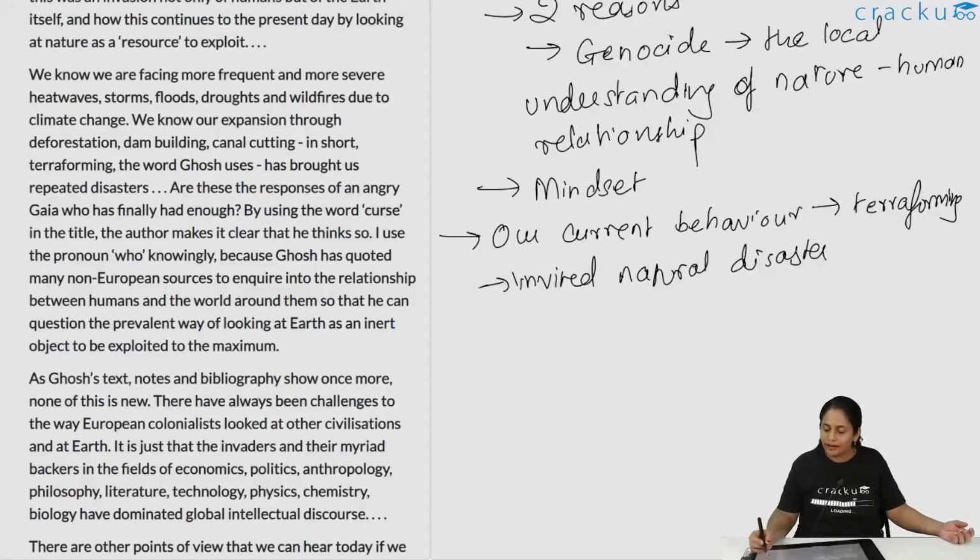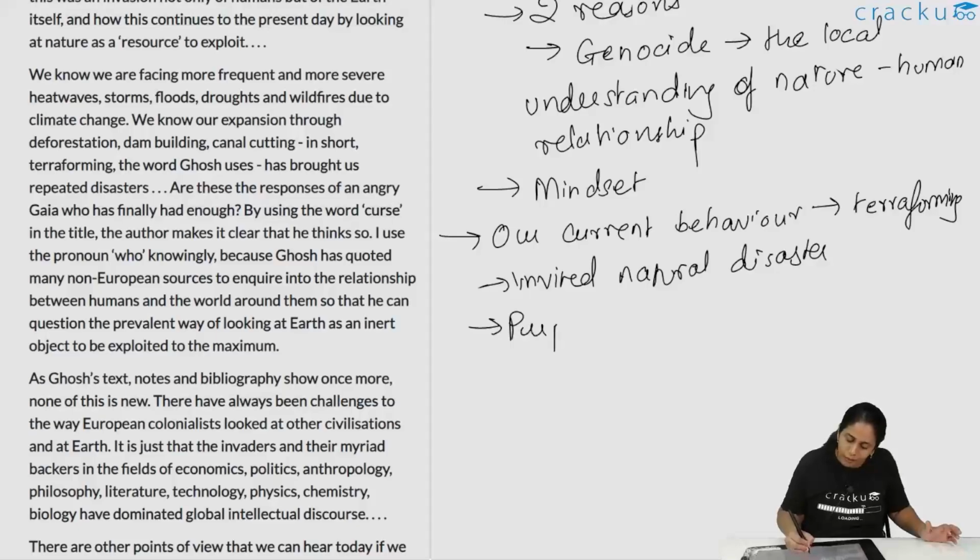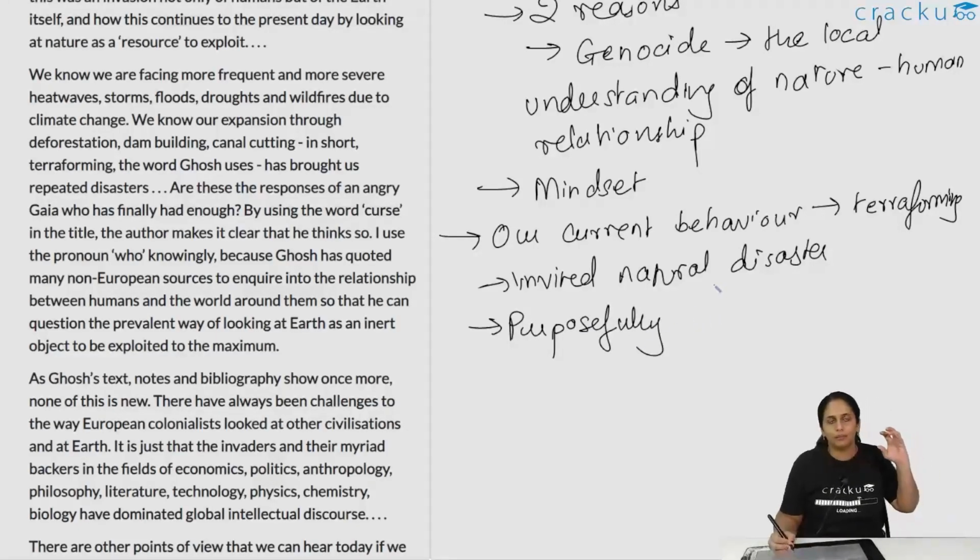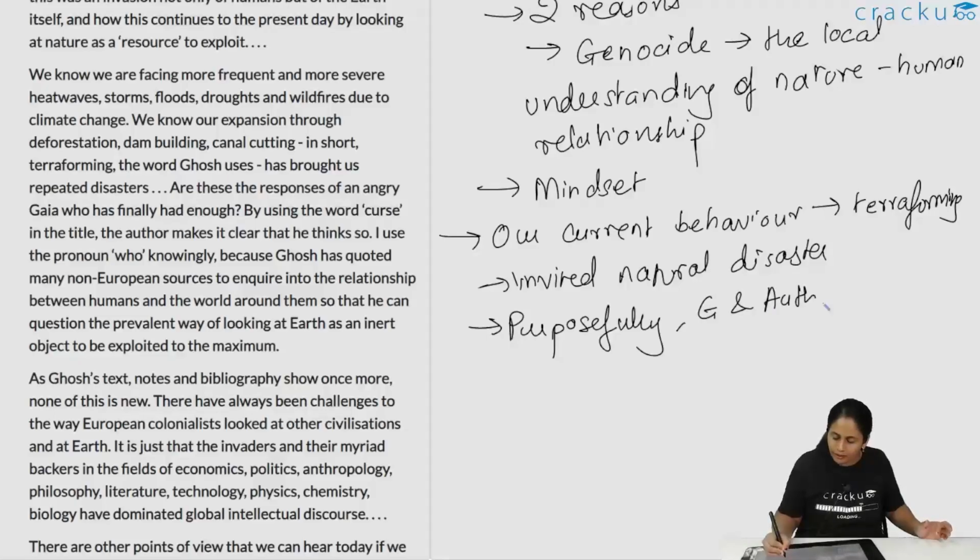So our current behavior has invited natural disasters, and purposefully both Ghosh as well as this current author want to personify Earth, to give person status to Earth. They do not want Earth to be viewed as an inert object as such. Ghosh and the author personify Earth.